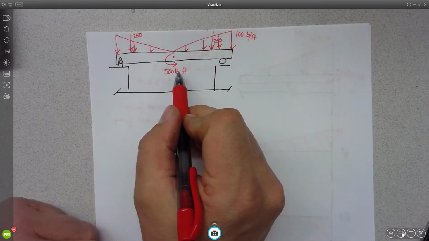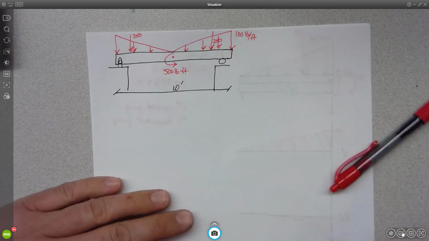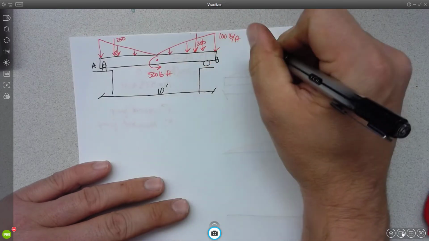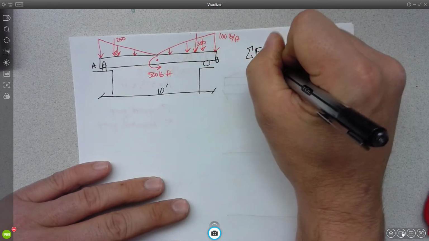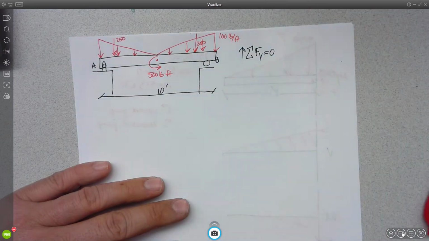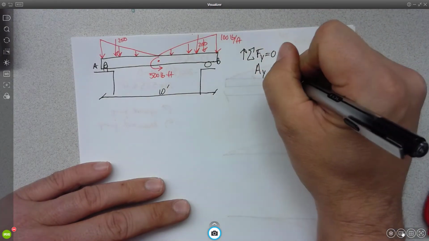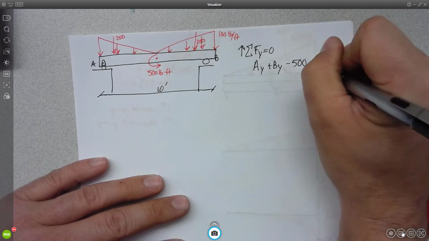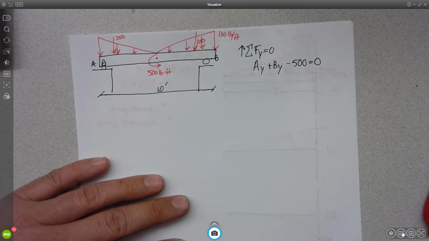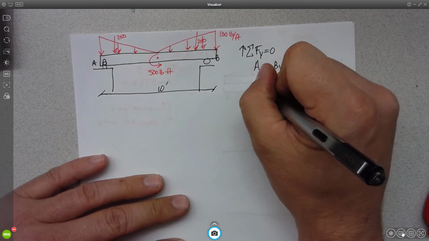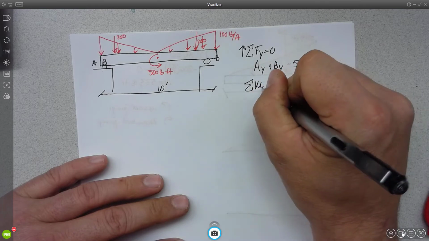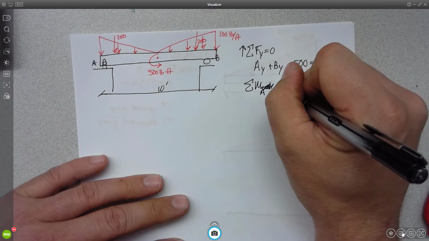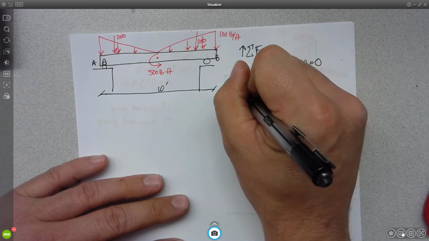But what's this 500 pound-foot thing do to us? Oh man, we're going to actually have to solve for reactions for reals, okay? So let's call this A and B. Sum the forces in the y direction. We'll have AY plus BY minus 500 equals 0. Now we'll sum the moments, not about the cut, we'll sum the moments about A and set those equal to 0.